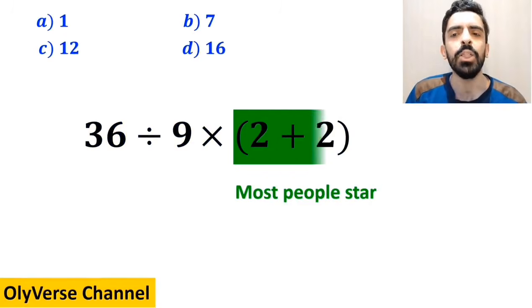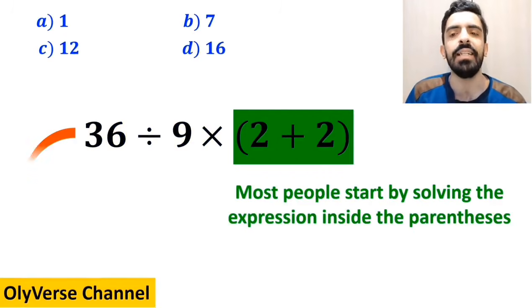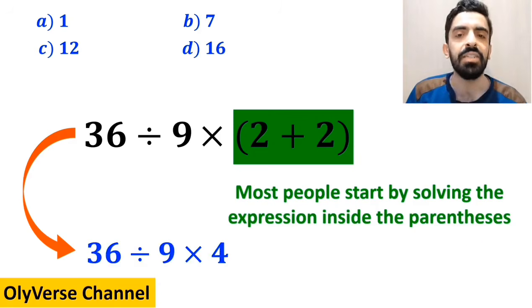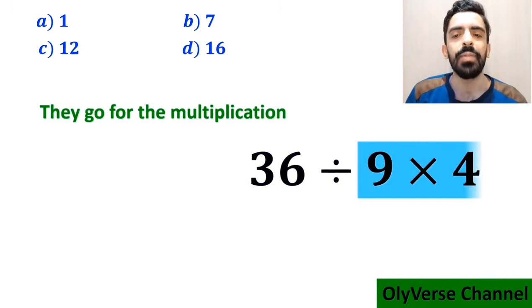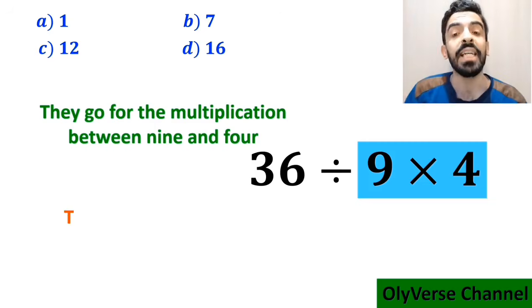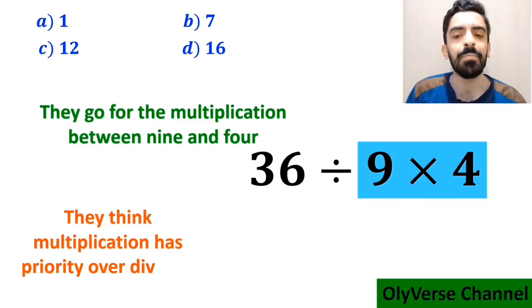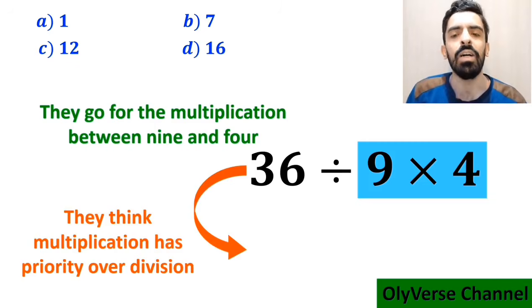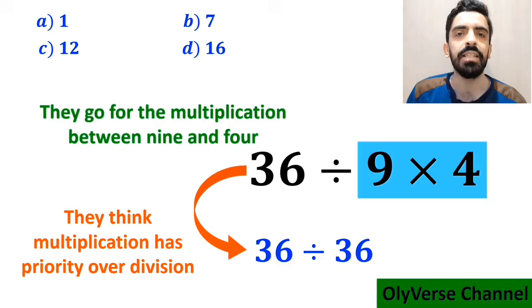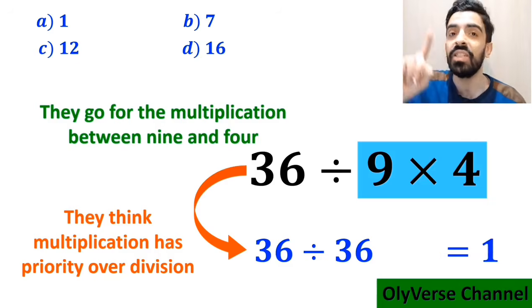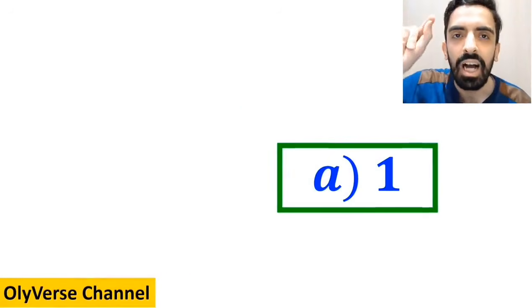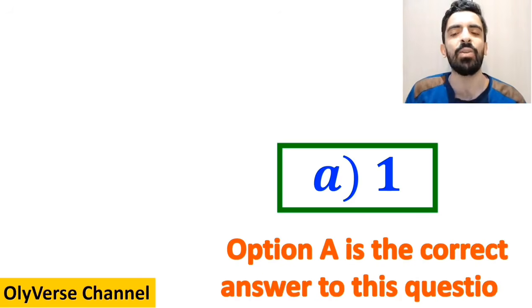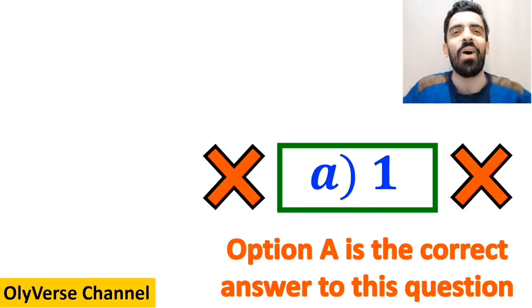And the first step, most people start by solving the expression inside the parentheses and replace it with 36 divided by 9 multiplied by 4. And the next step, they go for the multiplication between 9 and 4 because they think multiplication has priority over division. So, this expression simplifies to 36 divided by 36, which finally gives them the answer 1. And immediately, they quickly say that option A is the correct answer to this question. However, this answer is absolutely wrong.